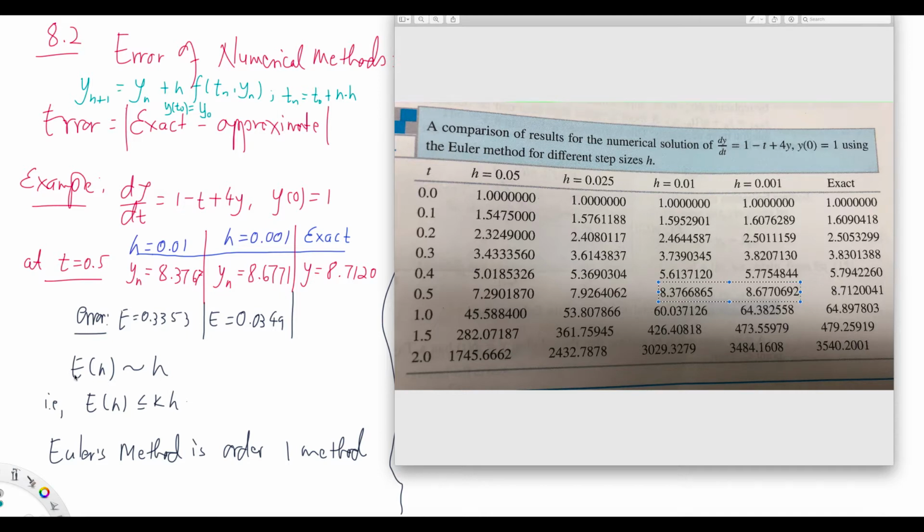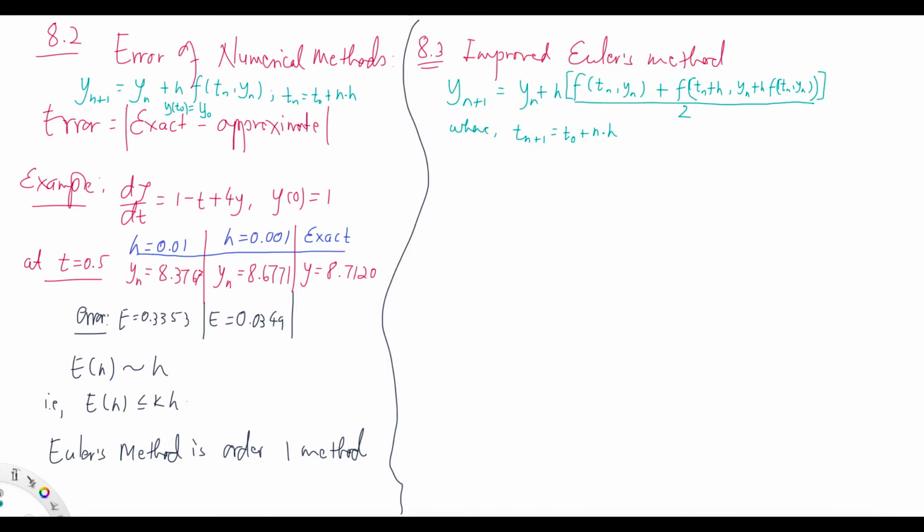Or we can say that the error is almost proportional to the step size. The error is proportional to the step size at any time t. That's what this method follows. That is, the error is less than or equal to a constant times the step size. So this has the exponent 1. You see that? So k times h to the 1. So we say that this Euler method is an order 1 method. So the Euler's method is an order 1 method.